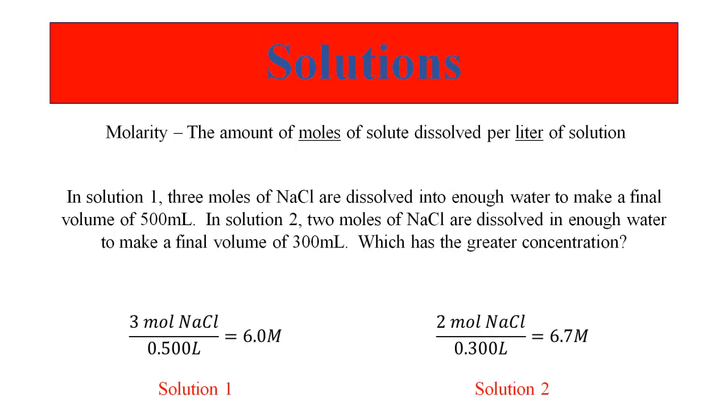Solution 2 had 2 moles of sodium chloride dissolved in 300 milliliters. Notice we took the 300 milliliters and made it 0.300 liters. If we take 2 divided by 0.3, you end up getting 6.7 molar. So that means that solution 2 is more concentrated than solution 1 and would have more moles per liter.